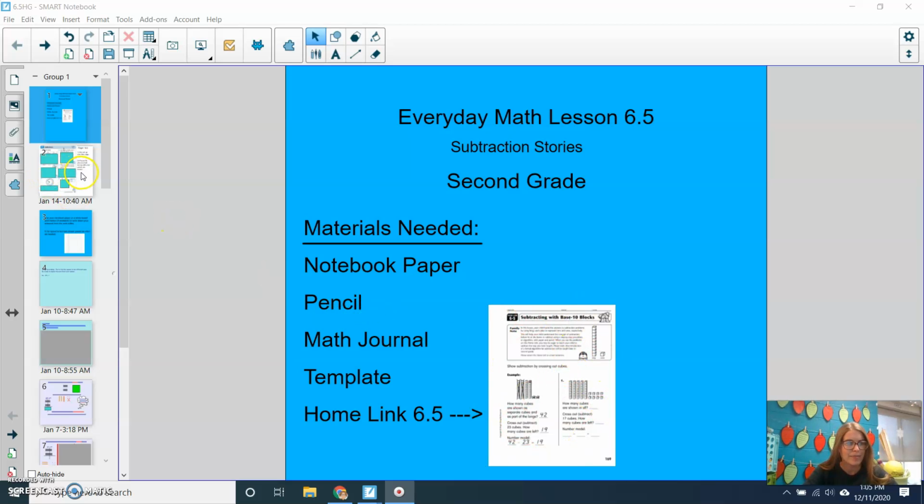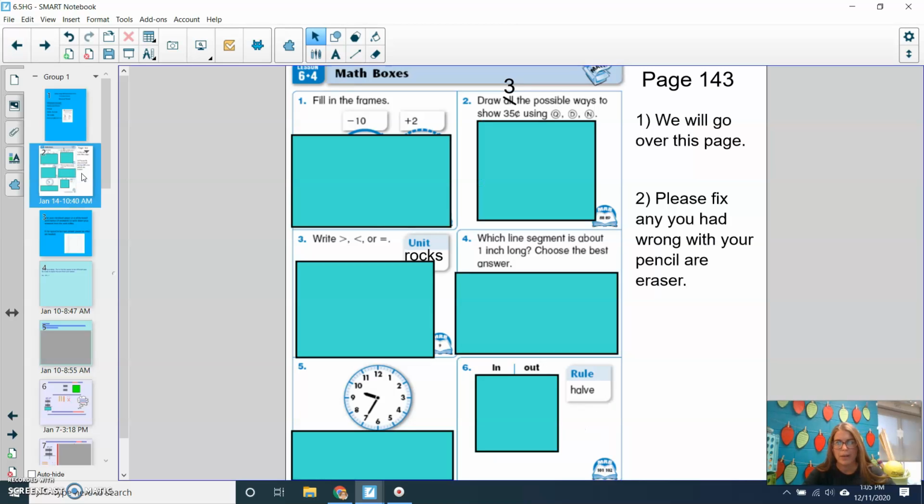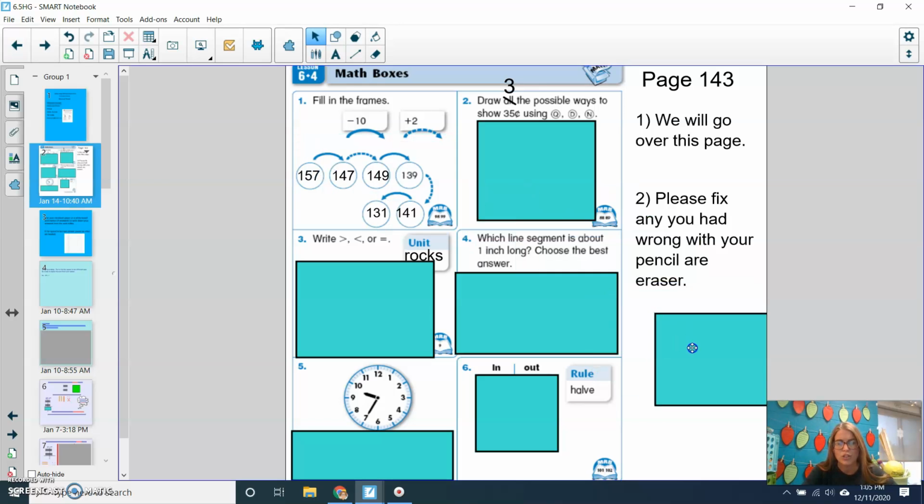Let's get started. The first thing that we're going to do is go over our math boxes from the previous lesson. So if you can open up your math journal to page 143. If you're noticing that you have any mistakes, please fix those with your pencil and eraser. For the first question, fill in the frames, and we had two different rules.